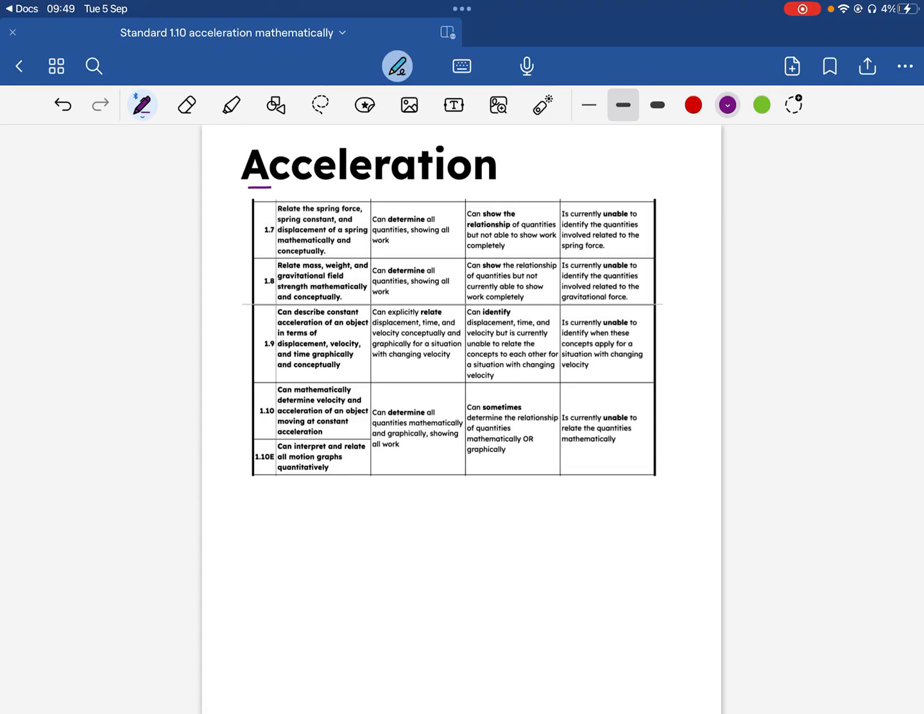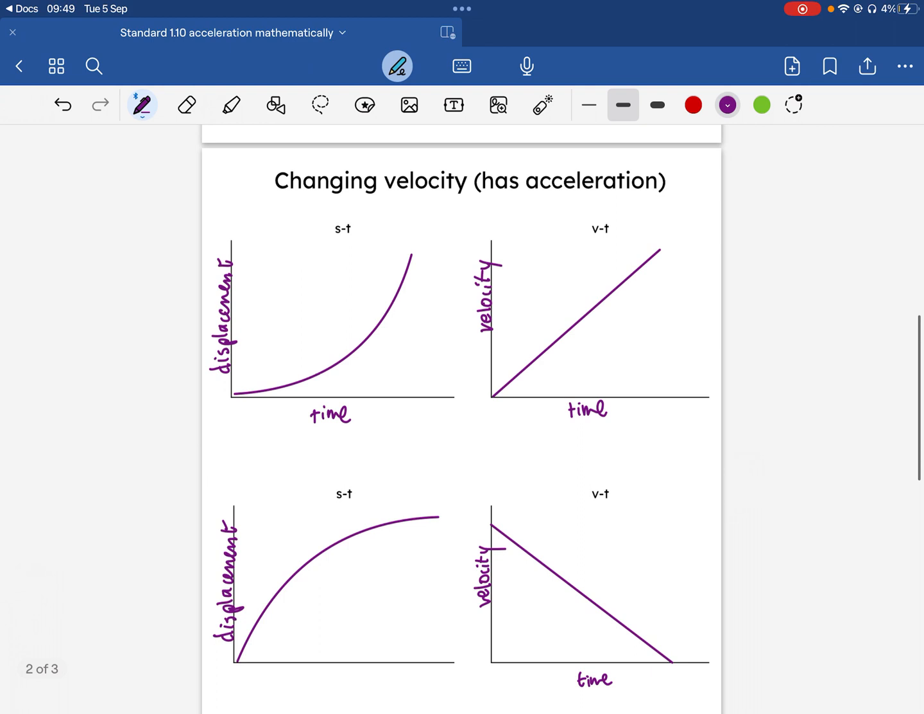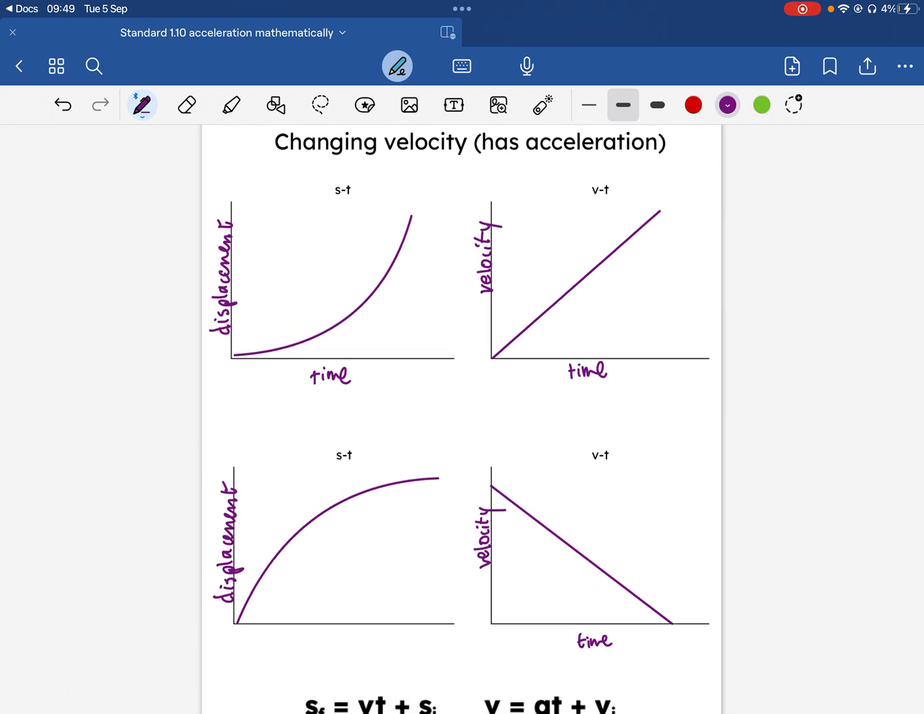Hello, welcome. Today we're going to be talking about acceleration, but this time mathematically, standard 1.10. We've already seen in standard 1.9 what acceleration means. Acceleration is just that the velocity is changing over time.